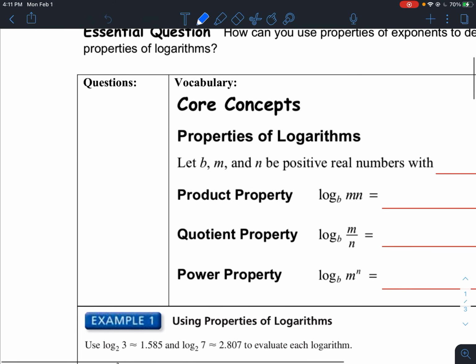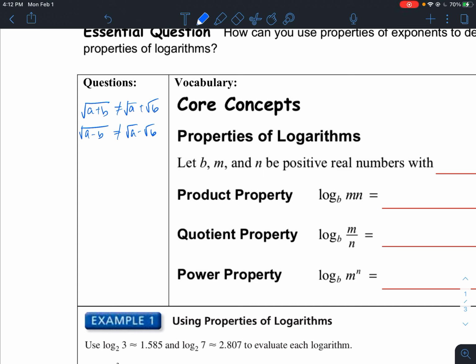do with the operations. For example, taking the square root of a plus b, we knew that this was not equivalent to the square root of a plus the square root of b. Same could be said that the square root of a minus b was not equivalent to the square root of a minus the square root of b. However, there were properties that did tell us that the square root of a times b was equal to the square root of a times the square root of b, and the square root of a divided by b was equivalent to the square root of a divided by the square root of b. So that's the purpose of these properties.